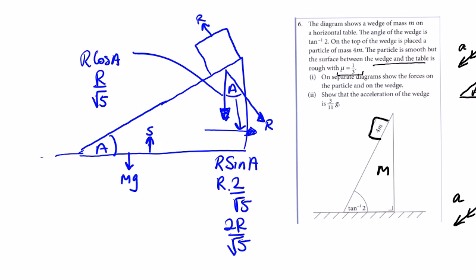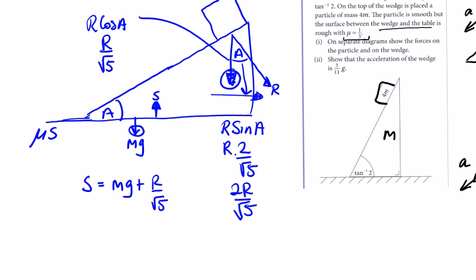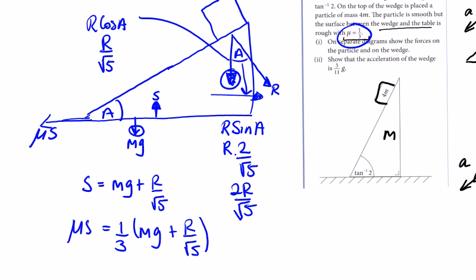So looking at our mu in this direction, we're going to have mu S. So what is S? S is going up. What have we got going down? We've this one coming down and this one coming down: mg plus R over root 5. So mu S is equal to a third of mg plus R over root 5. Now we are going to need mu S because we can see mu S is opposing what's going on in this direction, which is the 2R over root 5.